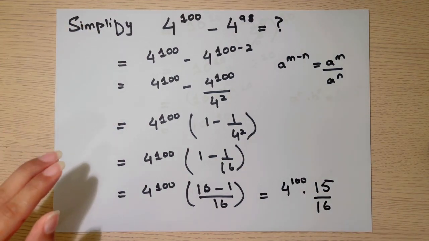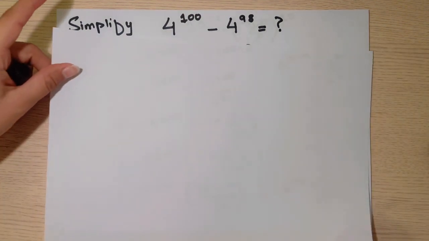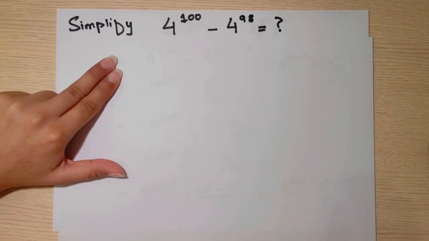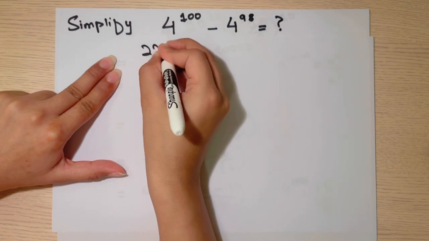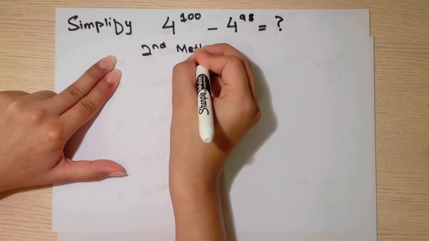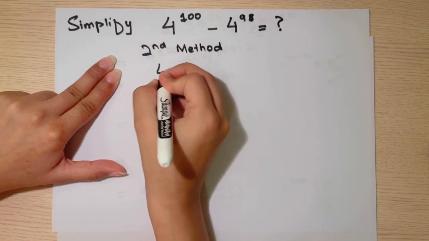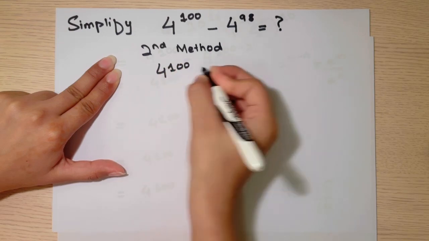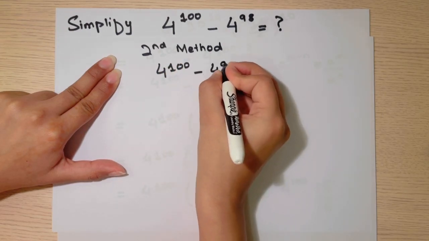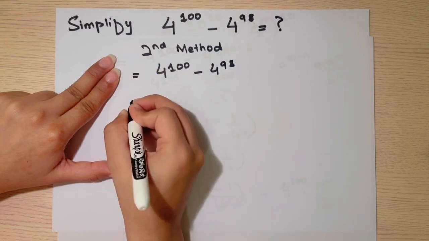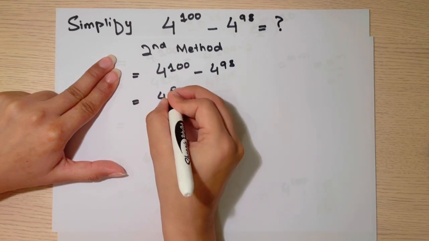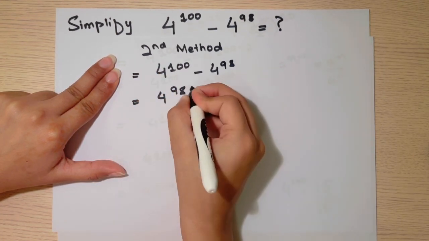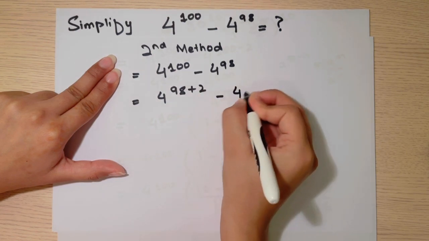Well, let's jump to our second method, and we are just going to reconcile both methods at the end. So now in the second method, all I'm going to do is to take 4 raised to power 98 as common instead of 4 raised to power 100. So for the purpose, I can write 4 raised to power 98 plus 2 minus 4 raised to power 98.